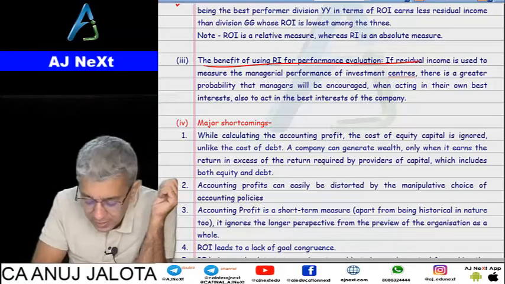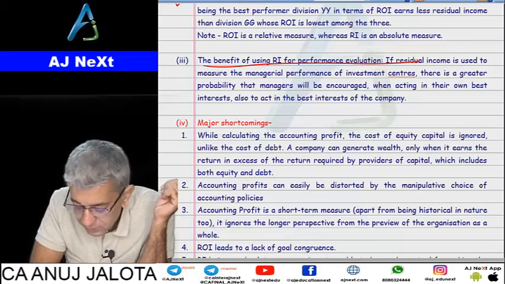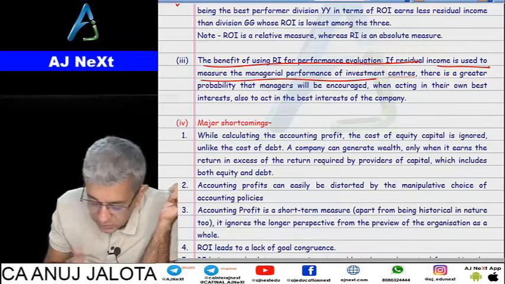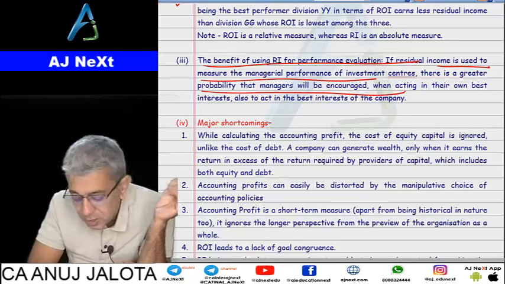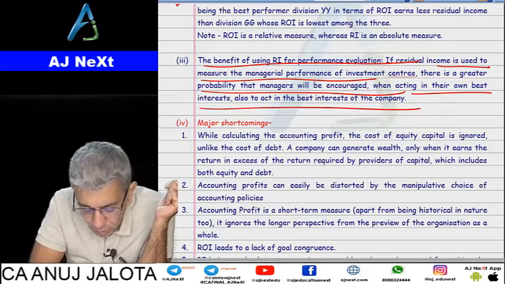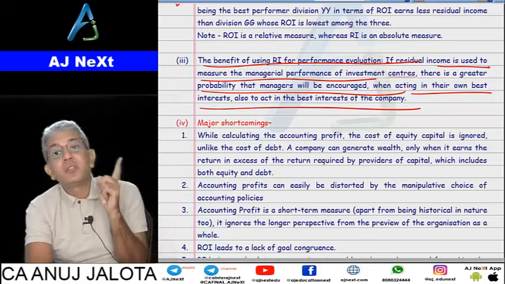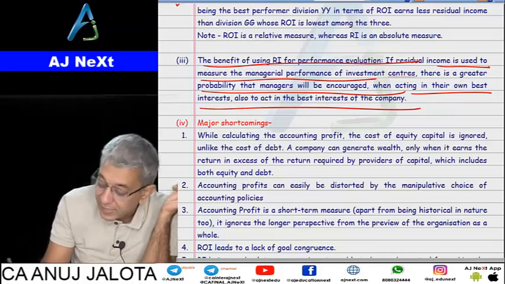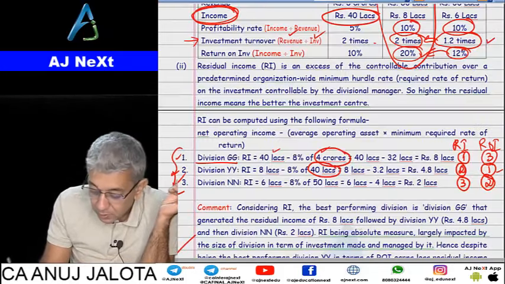The benefit of RI for performance evaluation: if residual income is used to measure the managerial performance of the investment center, there is a greater probability that managers will be encouraged, while acting in their own best interest, also to act in the best interest of the company. So that's what I told. So many times such projects will get accepted. Now that is your third part.